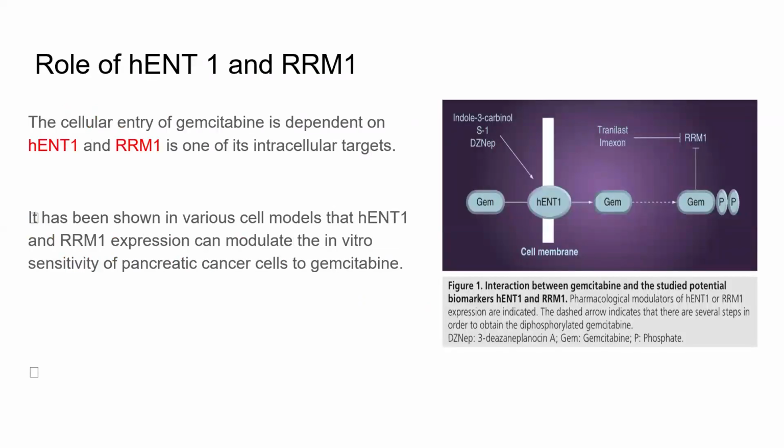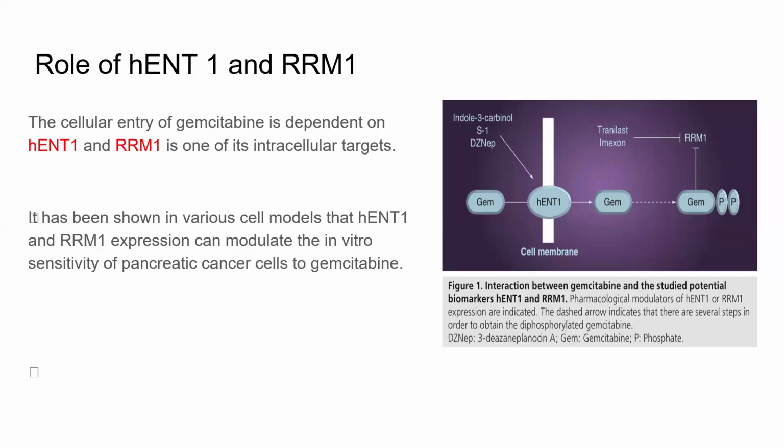A few words about the role of hENT and RRM1. hENT is basically a nucleoside transporter that is present in the cell membrane. Gemcitabine, with the help of the hENT receptor, enters the cell for its cytotoxic effect. Certain in vitro and in vivo studies have shown that absence of this hENT receptor or decrease in its activity can lead to gemcitabine resistance.